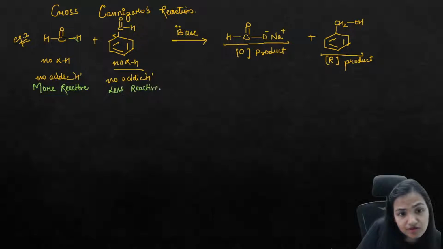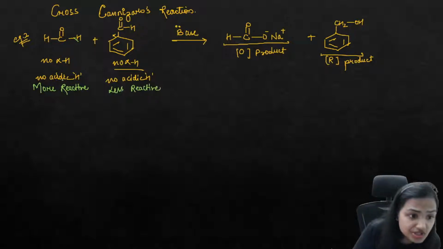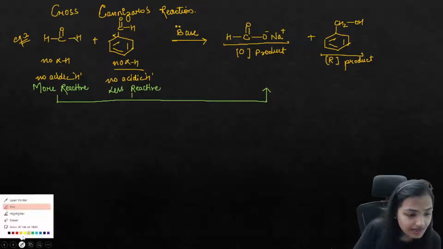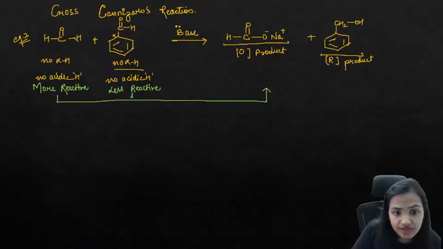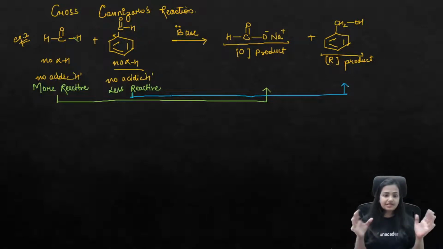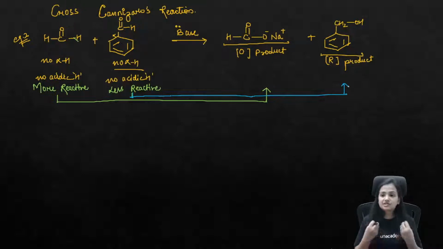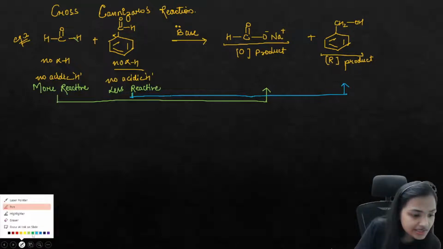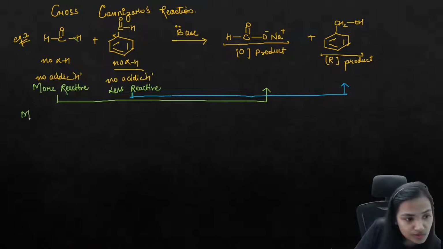So one more thing you need to understand: the species which is more reactive will form the oxidized product, and the species which is less reactive will form the reduced product. Are you getting it? The more reactive species gives you the oxidized product, and the less reactive species gives you the reduced product. Now let us look at the mechanism, how it is actually happening. Okay, let's focus on the mechanism.